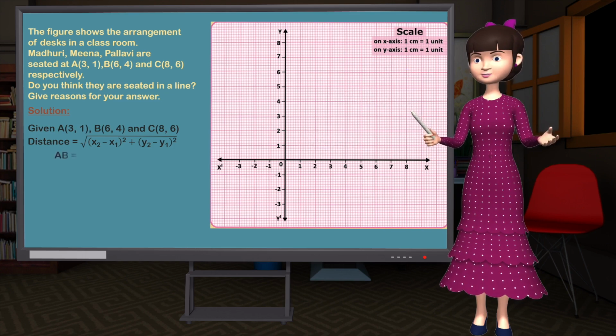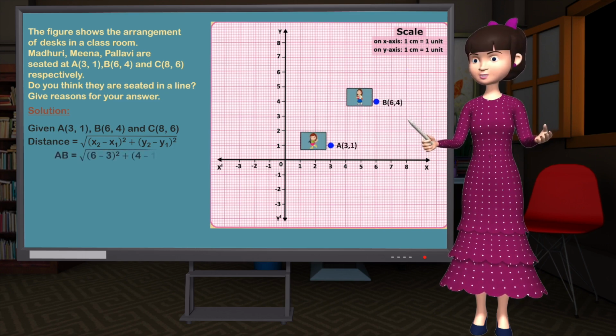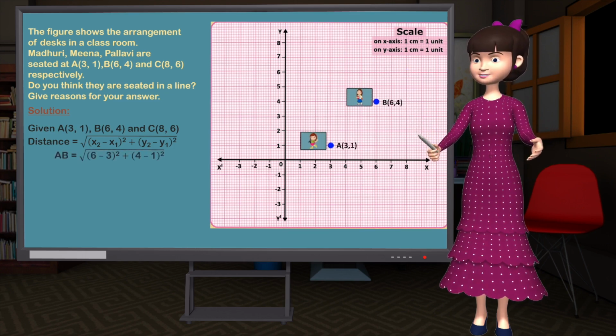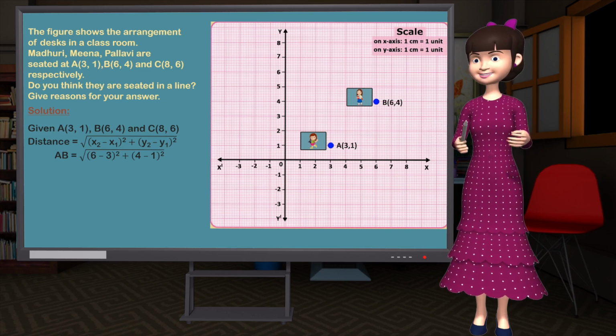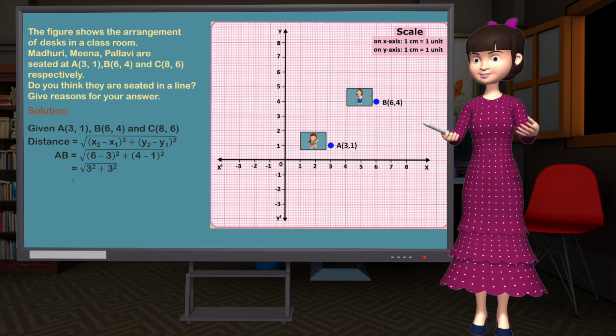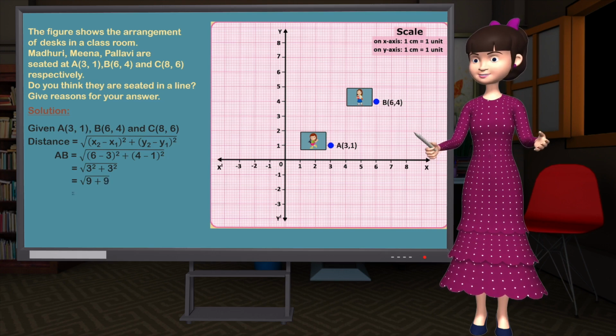Distance between A, B will be under root (6 minus 3) whole square plus (4 minus 1) whole square, which is under root 3 square plus 3 square, which gives under root 9 plus 9, that is equal to root 18. Root 18 can be written as 3 root 2 units.